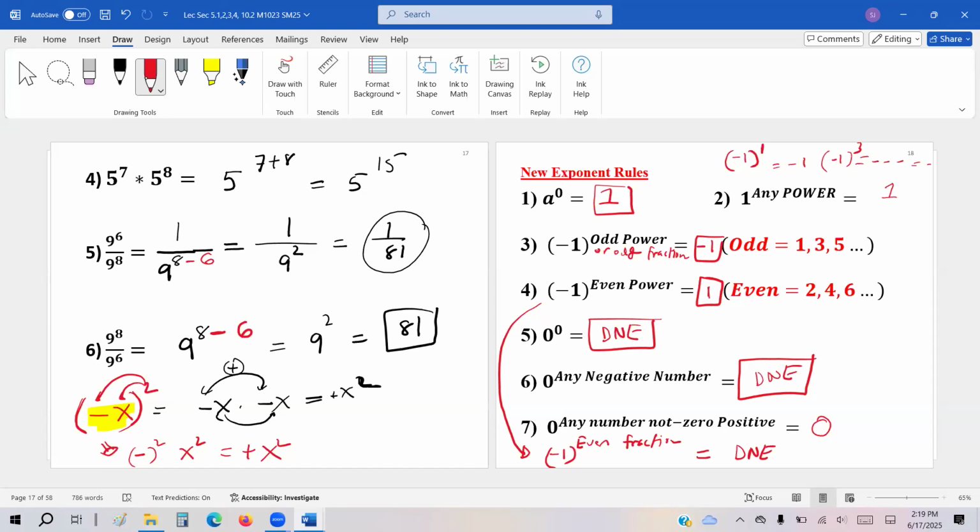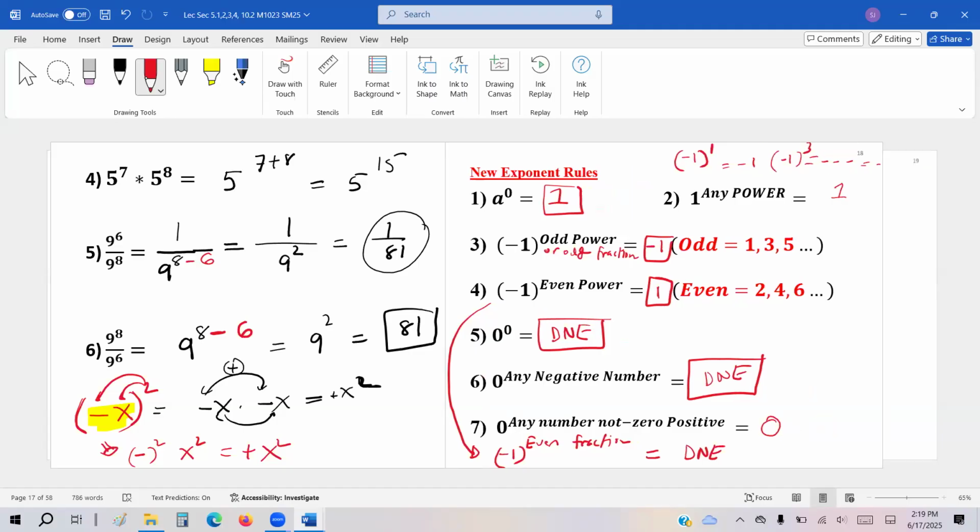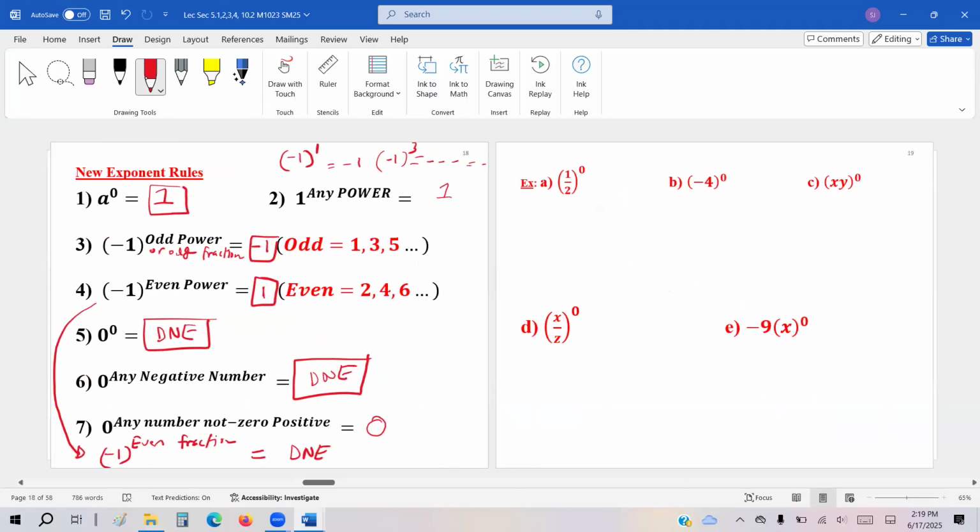Any question? No. Let's do some example. 1/2 to the 0 power. Who would like to try that? Really? What is any positive thing to the 0? 1.